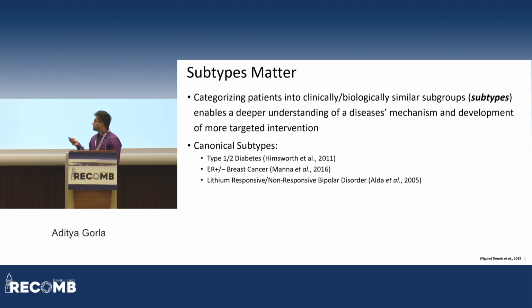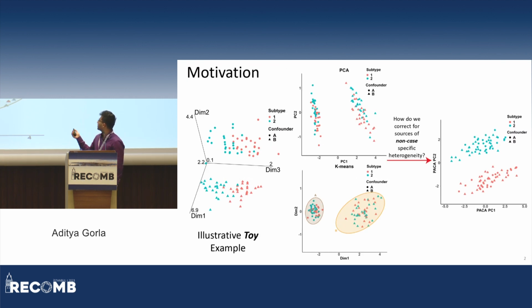So let's consider an illustrative toy example where we have a bunch of cases from a disease, and I've told you that there are two subtypes, and the subtypes are given by the colors, the red and the blue dots. But what I didn't tell you is that there are two confounders, A and B, right? If you visualize this data in higher dimensions, you can see that most of the variation in the cases comes from these confounders. But if I don't tell you that these are confounders beforehand, and you run classical dimensionality reduction or clustering approaches, you get something like this.